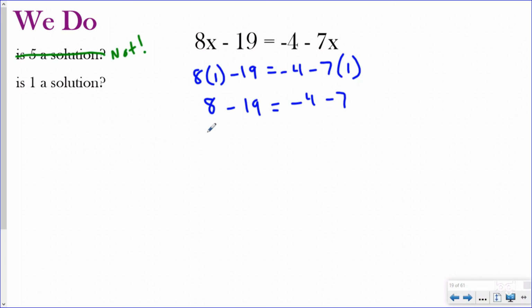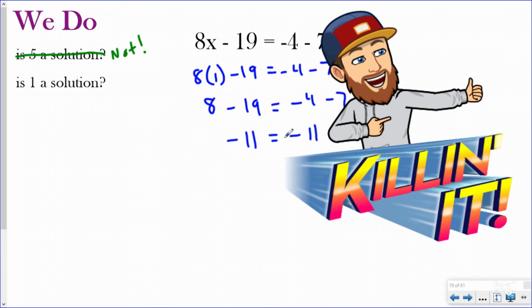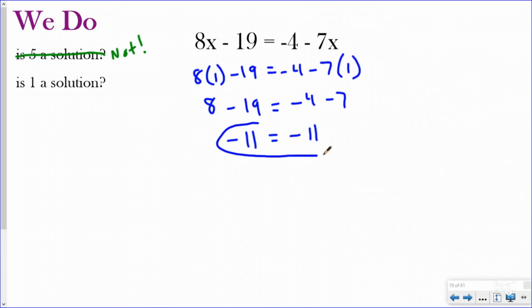Now when I have positive 8 and I'm subtracting 19, I want to make a 0. And so if I take away 8 from 19, right, it's going to leave me with 11 left over, which is going to be negative 11. So I have negative 11, and then negative 4 minus 7 is also negative 11. So just like our friend tells us, great job, we know that this is in fact a balanced equation. So we are going to say that 1 is a solution, okay? So hopefully you got that one correct.